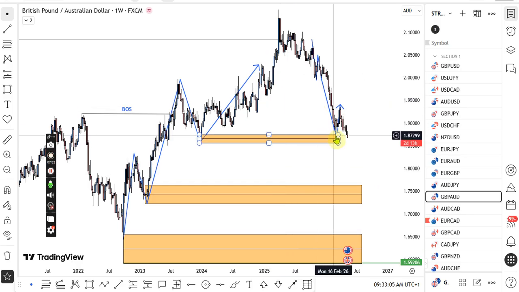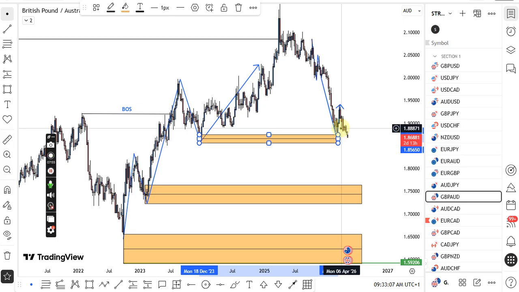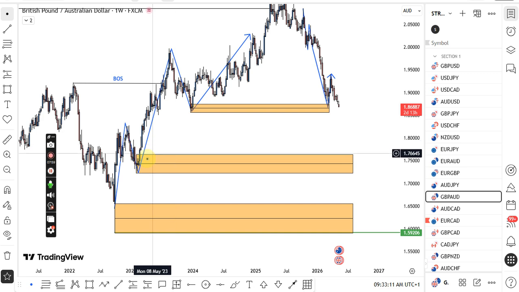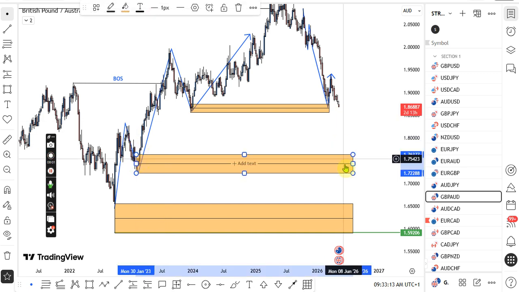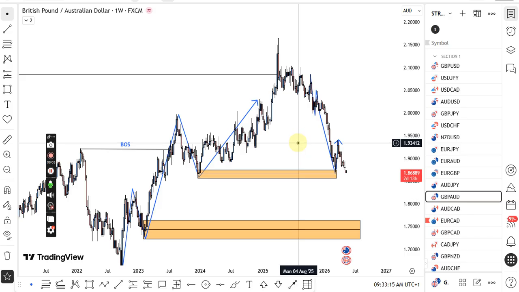So I was skeptical to buy from here. It gave us a little profit, but you can see what is happening right now. We have a lot of room to the downside. We have so much room to the downside. So that is my own view in regards to Euro AUD, Euro AUD, GBP AUD.